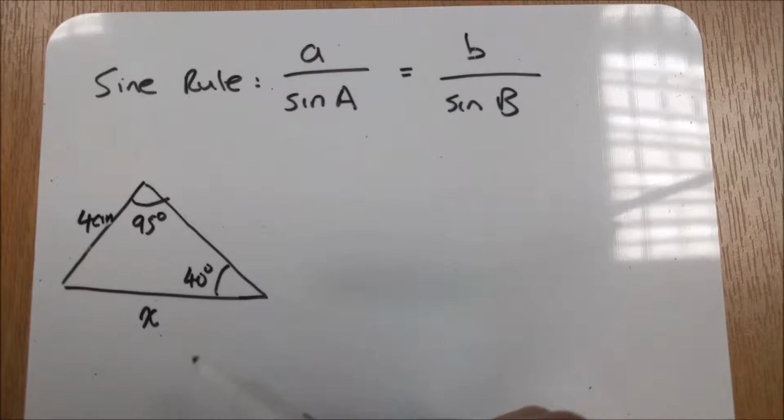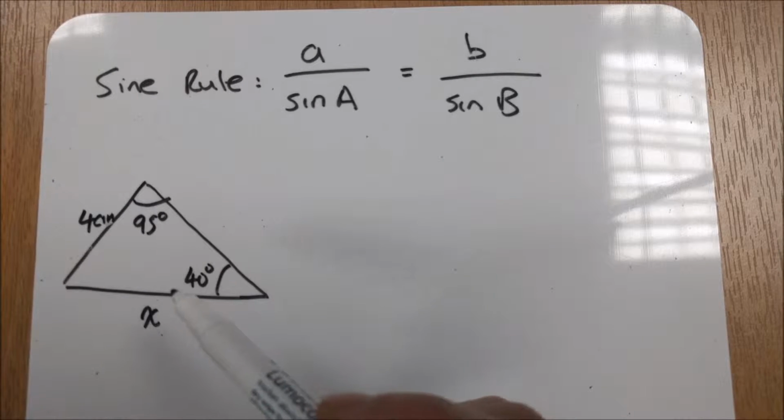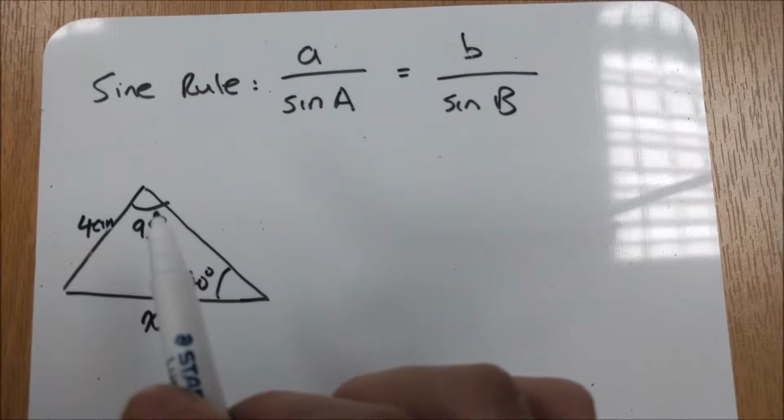Today there will be two different trigonometry rules we're going to cover. They are the sine and cosine rule. So we're going to start by looking at the sine rule. The sine rule says a over sine A equals b over sine B.